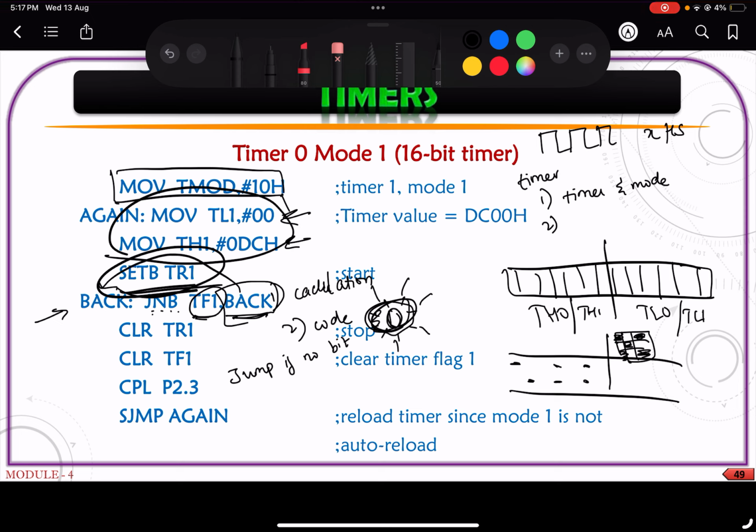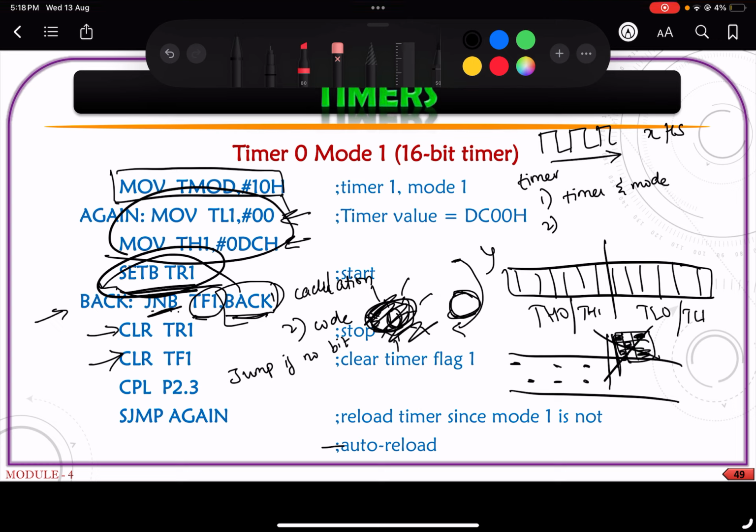The moment my light starts glowing, that means I have finished filling my petrol tank and then I've emptied it, which is the time delay which I want, right? Once that is done, what do I want to do? I want to keep generating this time delay. I want this to be infinitely long. So what will I do? I will clear TR1. That means the person who was waving the checkered flag, I will get him to stop waving the checkered flag. Then I will clear TF1. I will switch this bulb off. I'll replace it with a new bulb so that once the petrol tank gets filled again, I have a new bulb, right?